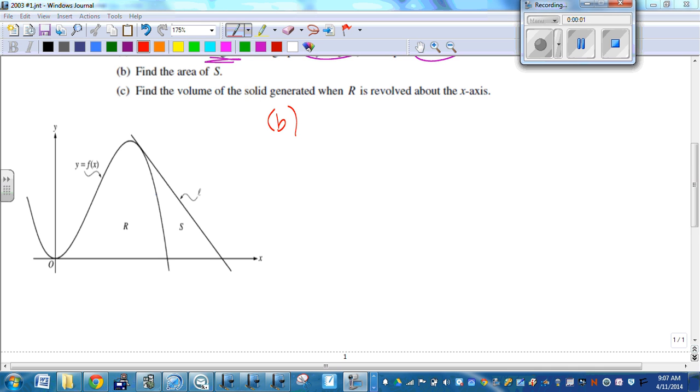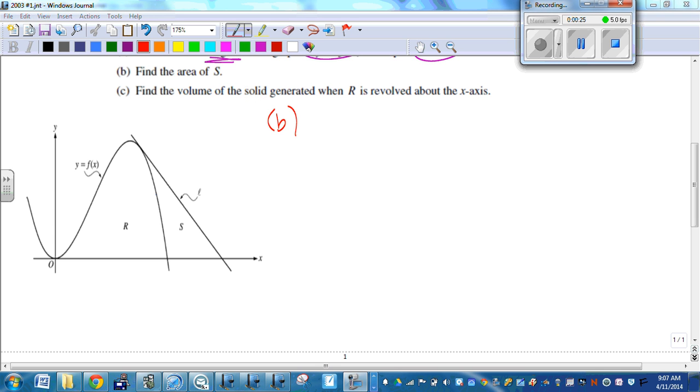All right, for part B, this is a little bit more like what we've seen, just finding area. But this one's going to be a little bit different because we're finding the area of S. And what cut would fit this region best? Dx cut or dy cut? Dy cut, right? Because this line is always to the right of this graph. So dy cut would be the best fit.